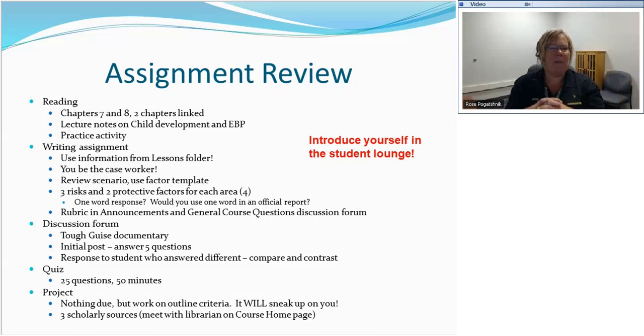The writing assignment. Again, make sure you're reading that evidence-based practices section in the lessons folder. I really like this writing assignment. You get to be the caseworker for Callie. So you're going to read the scenario about Callie and then use the factor template. It's a Word document that you click on. You fill that out. You don't need a title page for this one, but where it is the name, don't put Callie, put your own name, so I know whose paper I'm reading.